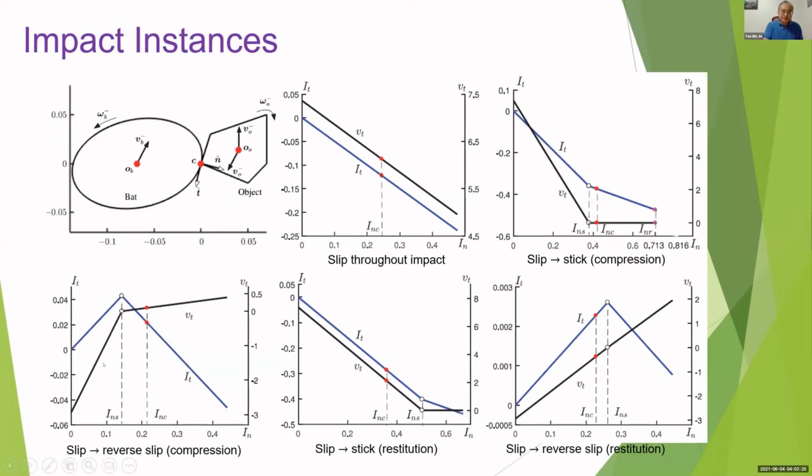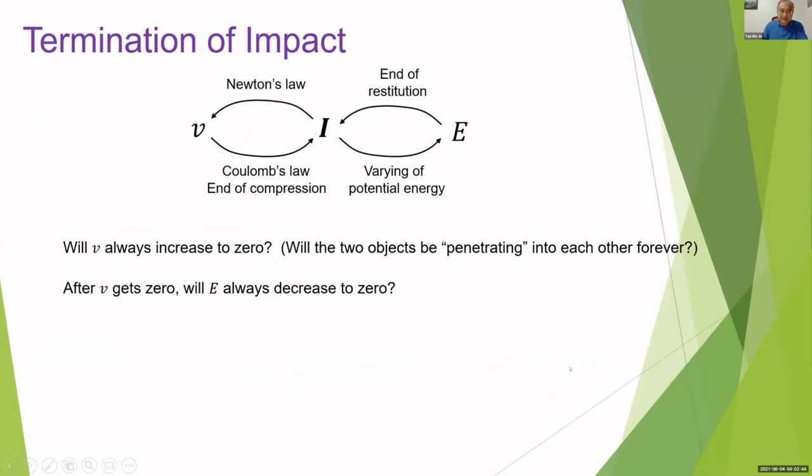Okay, and then you can also prove that the other mode, if after slip the velocity becomes 0. So if it does not stick, then it has to slip, but the slip will have to happen in the reverse direction. So that's the reverse slip. Either it happens during compression here or, in the last scenario, during the restitution.